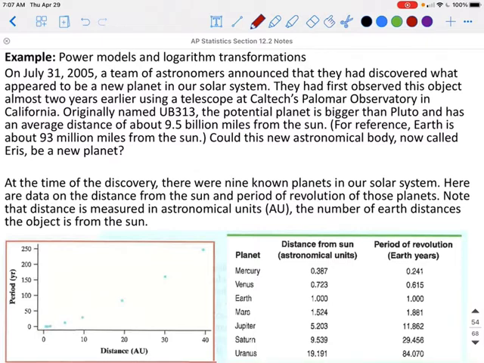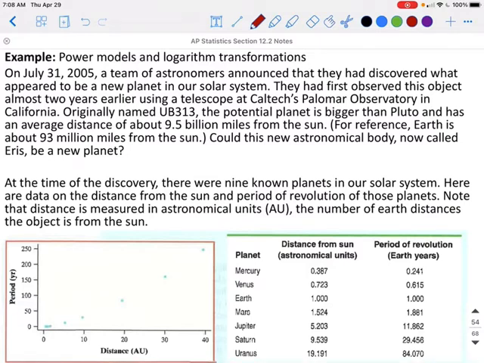On July 31st, 2005, a team of astronomers announced that they had discovered what appeared to be a new planet in our solar system. They had first observed this object almost 2 years earlier with a telescope in California. Originally named UB313, the potential planet is bigger than Pluto and has an average distance of about 9.5 billion miles from the Sun. For reference, Earth is about 93 million miles from the Sun. Could this new astronomical body, now called Eris, be a new planet?